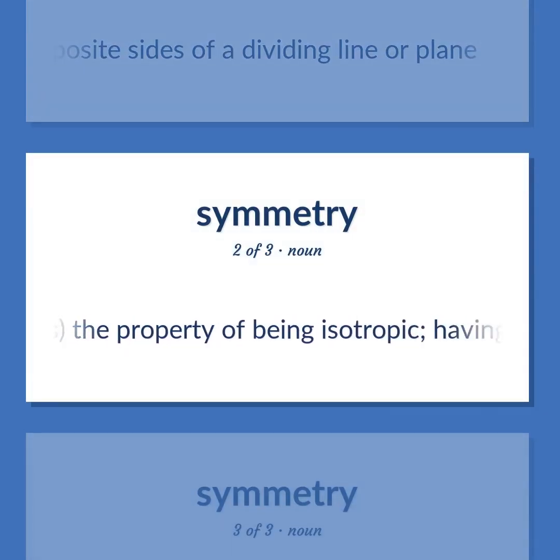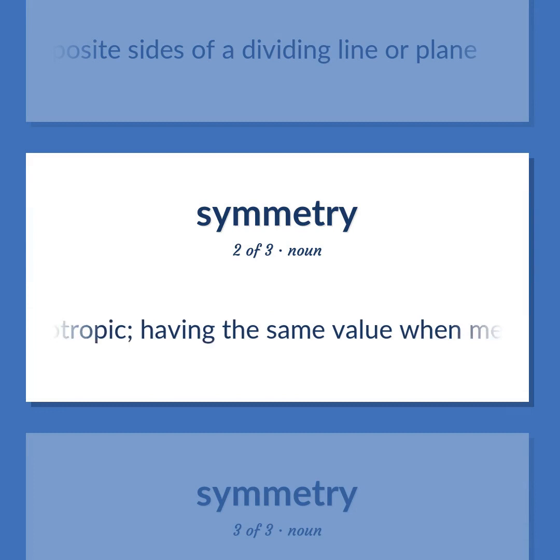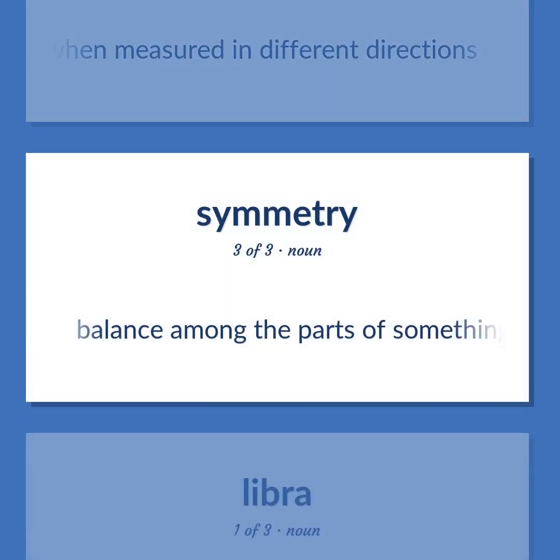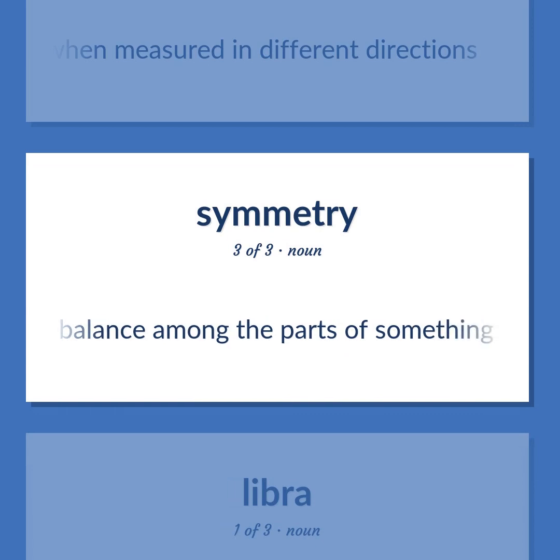Physics. The property of being isotropic, having the same value when measured in different directions. Balance among the parts of something.